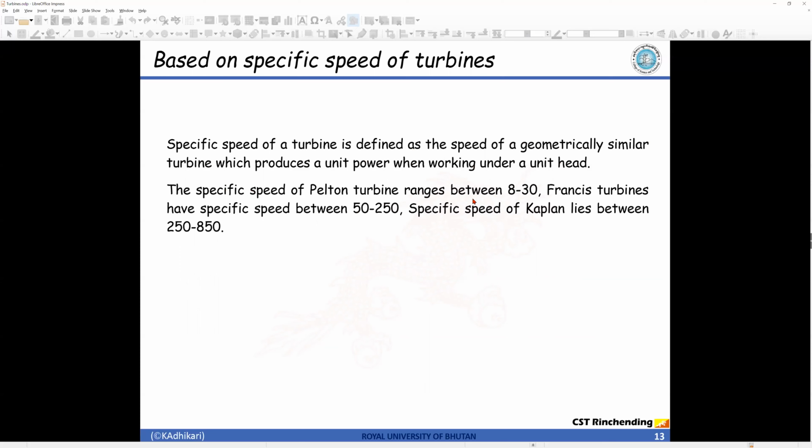And here a few data are given. Pelton turbine has 8 to 30, Francis has between 50 to 250, and Kaplan, the specific speed of Kaplan lies between 250 to 850 RPM. Okay, speed means revolution per minute, so the unit is RPM.